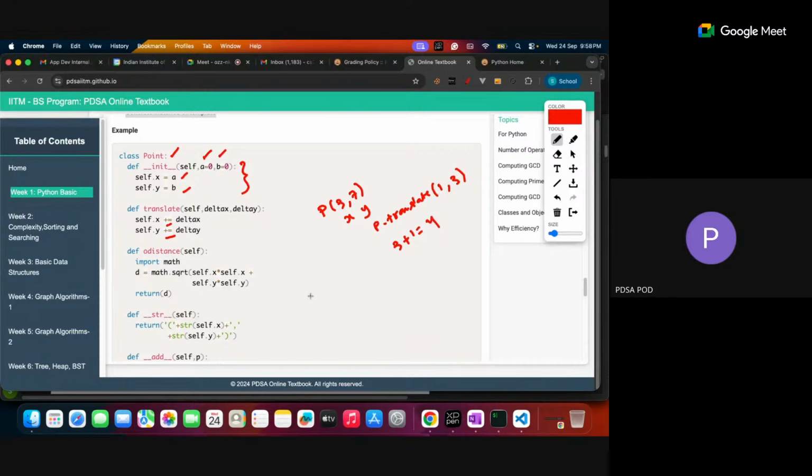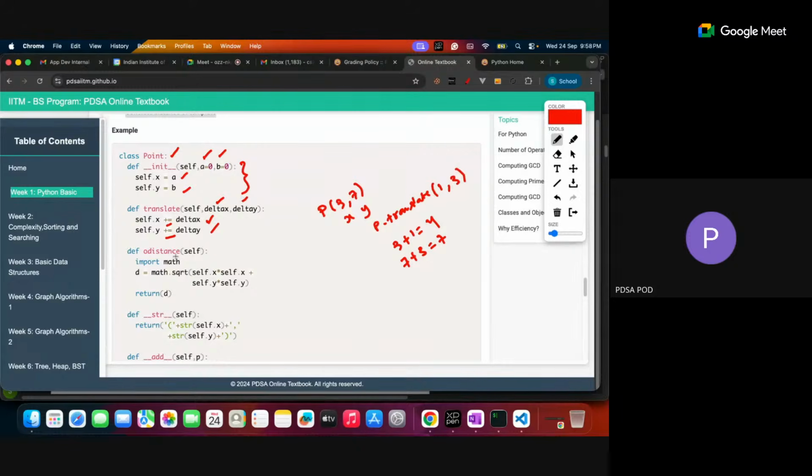Is it right? Yes, sir. The same thing happens for y: 7 and 3, so 10 is going to be the new y value. It is simply adding the new parameters to the existing values. Whatever delta x and delta y you have taken, those are added. That's it, nothing else here.